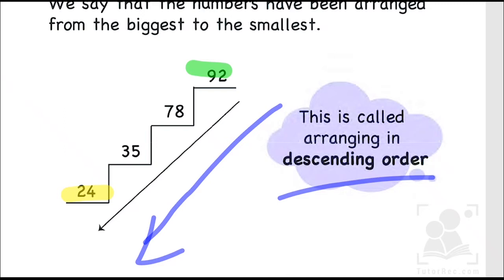So, what we have learned today: when we move from the smallest to the biggest number, this is the ascending order. When we move from the biggest to the smallest number, this is called the descending order. Let's move to the next page.